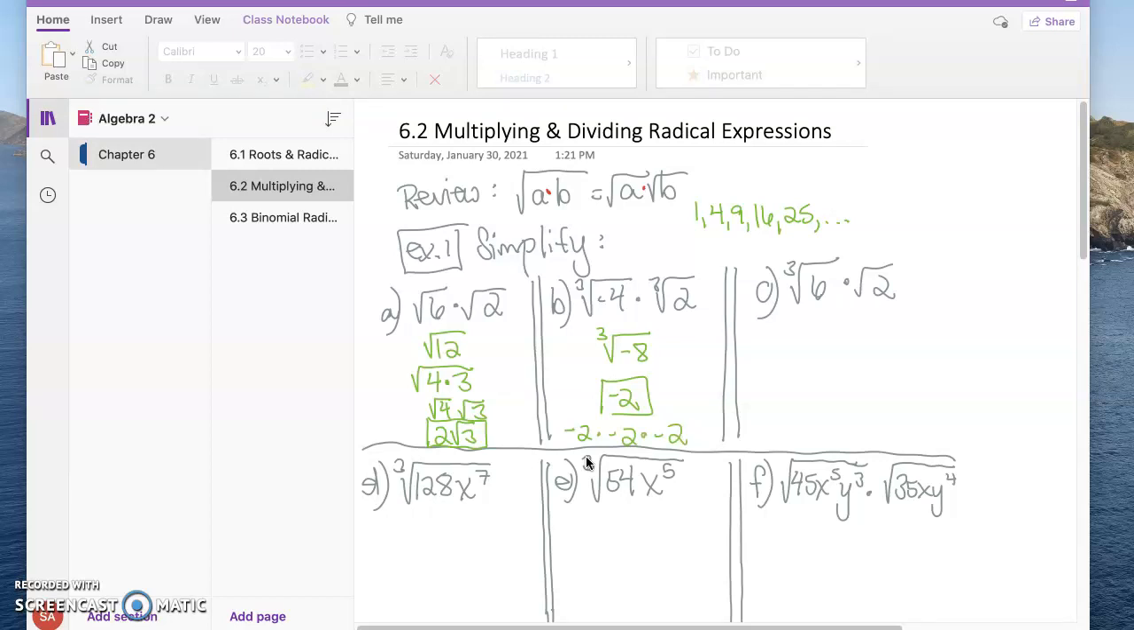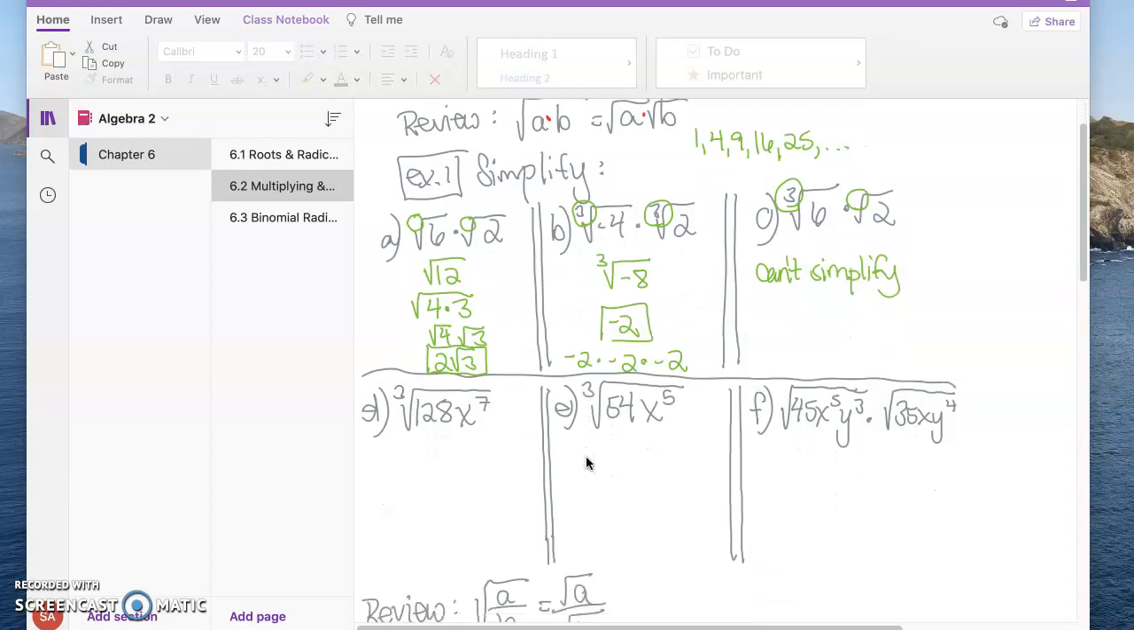Now this one, notice these ones were the same root. This had a square root, an invisible 2 there. These both had cube roots, right, in part B. But there's a cube root and a square root, so we can't simplify. The root index has to be the same, okay? So that one we can't simplify.